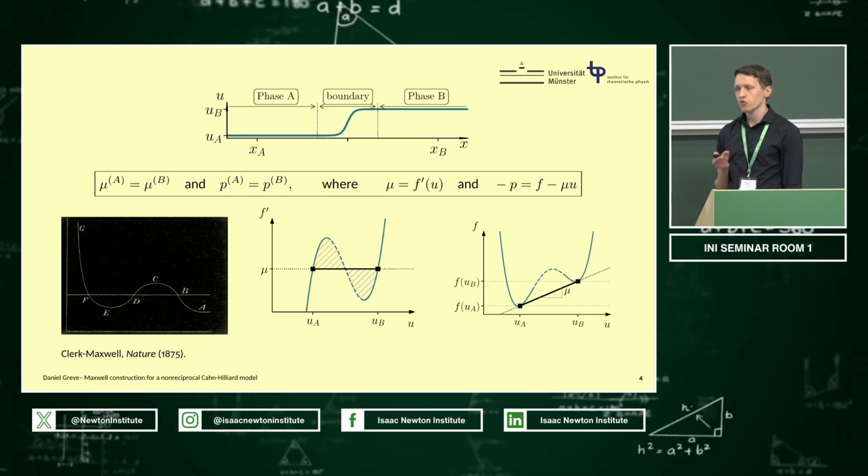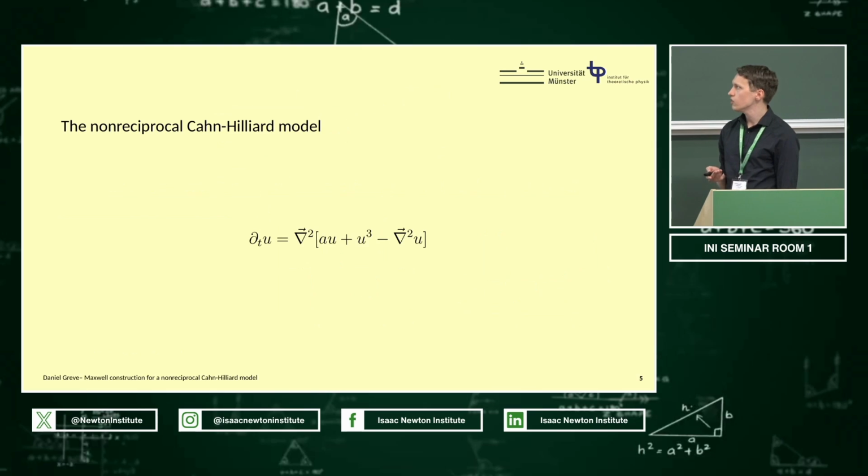This is not exclusive to this Cahn-Hilliard type model, so you can basically do this for every model which has this gradient dynamic structure. So this is important. Okay, so this is kind of well known. This is the Cahn-Hilliard model. So next I want to introduce to you the non-reciprocal Cahn-Hilliard model.